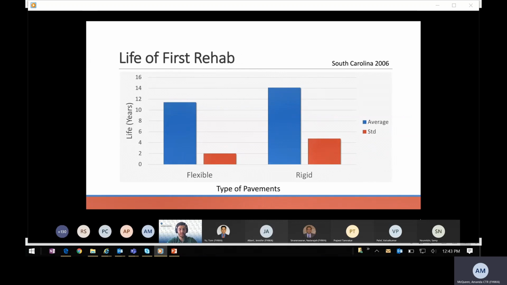So similarly, an important piece of information is the life of the first rehab for any given alternative. So again, looking at the South Carolina 2006 reference, we have the average life of the first rehabilitation for flexible and rigid pavement design alternatives. And we also again have the standard deviation. So again, for flexible pavements, the life of the first rehab average is just under 12 years. For rigid, we have it at 14. And then the standard deviation for flexible is at 2 years. And for rigid, we have that right above 4, looks like about 5 years. Next slide.